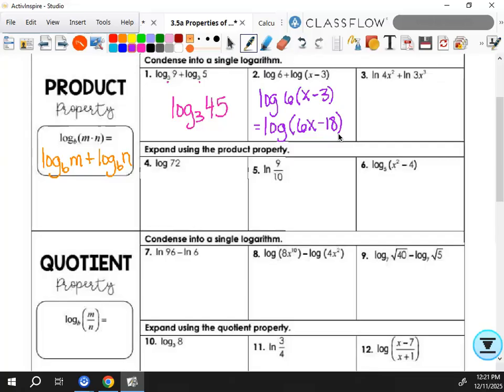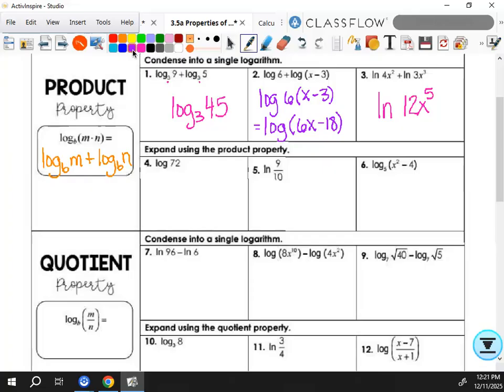All right, what is the base of the log in number 3? E, good. So this becomes natural log of 12 times x to the what? 5th, good, because you add the exponents. We all good?